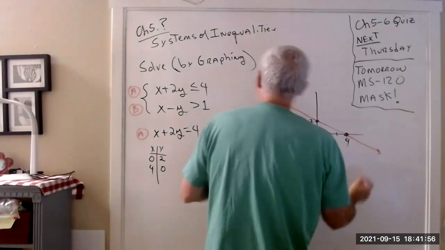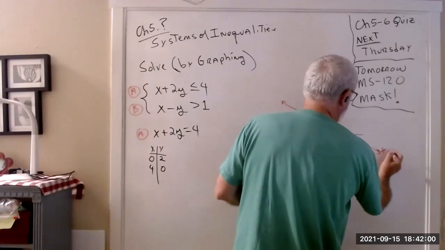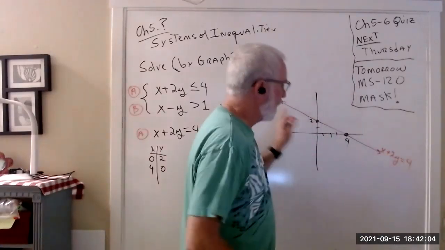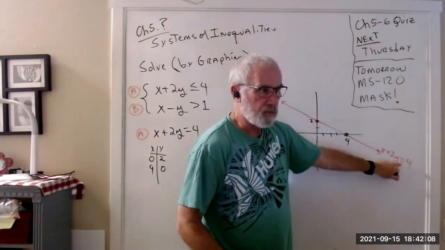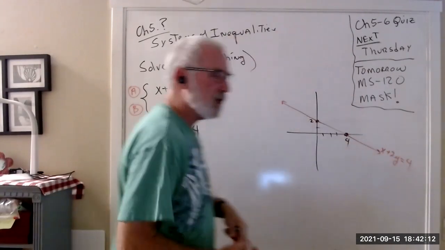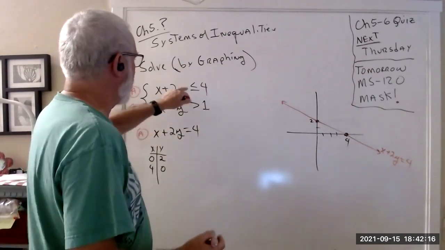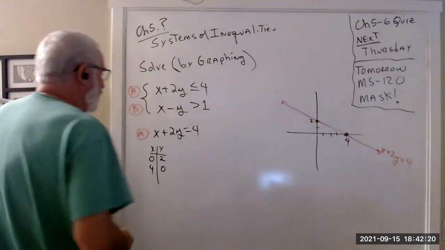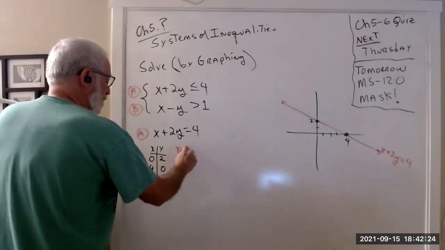Because there's more than one equation, you want to put the actual equation here. Notice the line is the equal part. The line is labeled with the equal part. The shading is where we get the greater than or less than shading. Now, just for yucks, I'm going to use the test point. I want to test 0, 0.